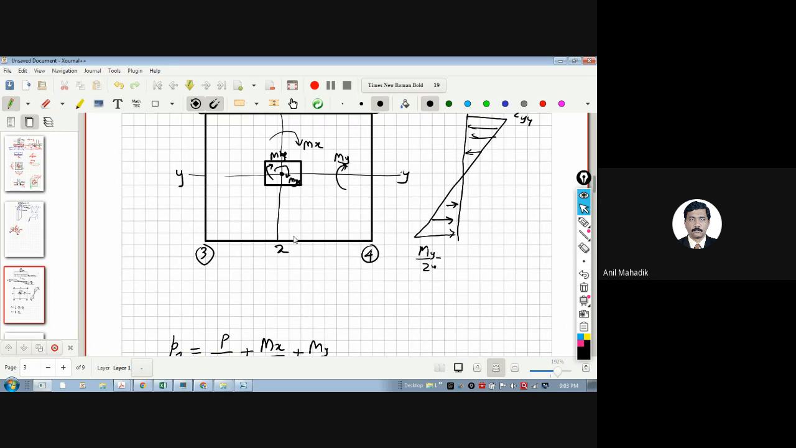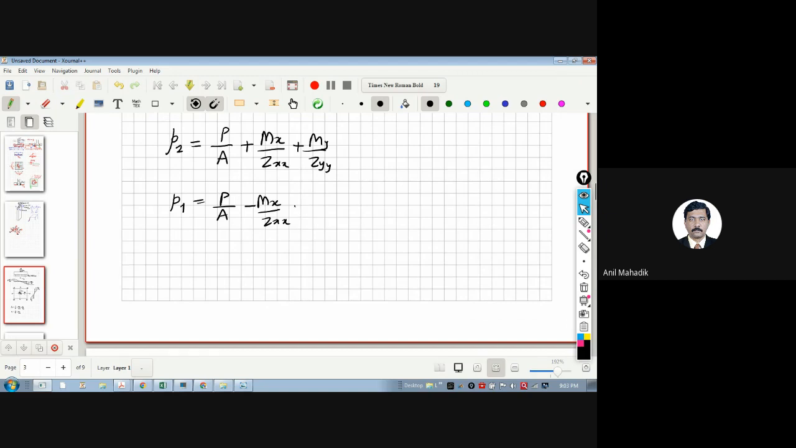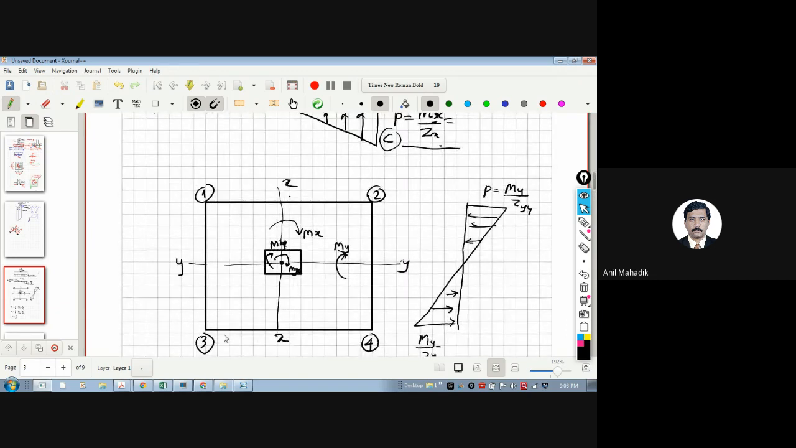Now what will happen due to My? So this is your My, compression. So it remains plus, My upon Zy. Now how much will P3 be? P by A. Now we have to see what happens to Mx. Due to Mx, it is P3. So this is your Mx.